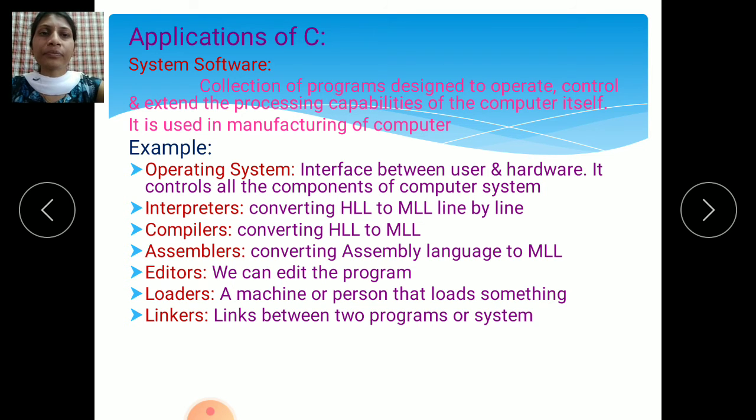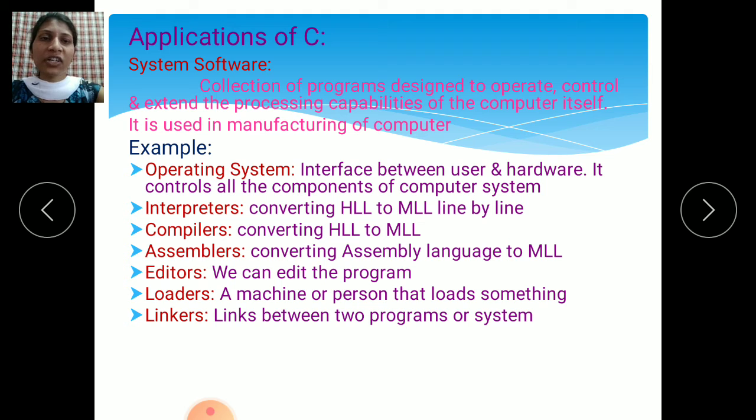For example, see here, A is an alphabet. The ASCII value of capital A is 65. That 65 is converted into 0 and 1. We will see this conversion later, how we convert A into the binary format. According to that, it converts the high level language into machine level language line by line, and that is called an interpreter.